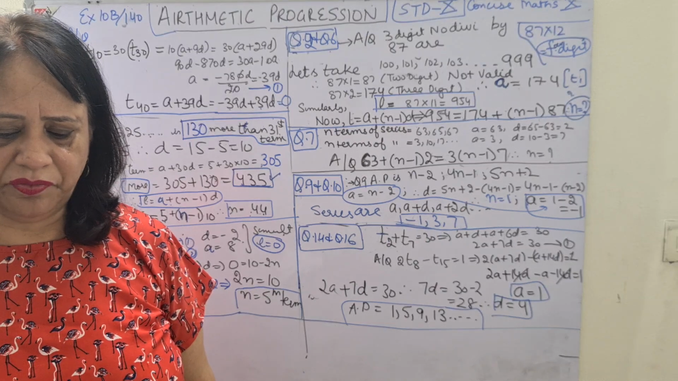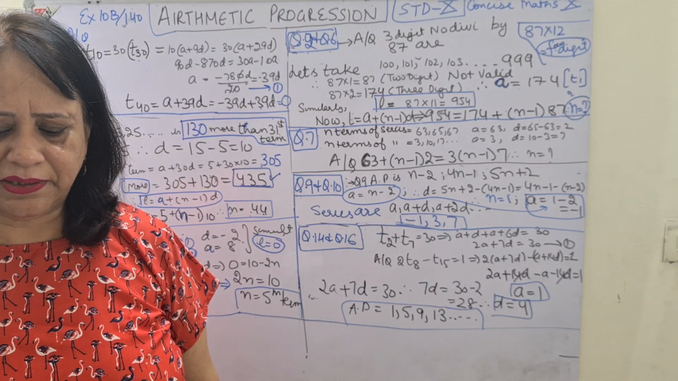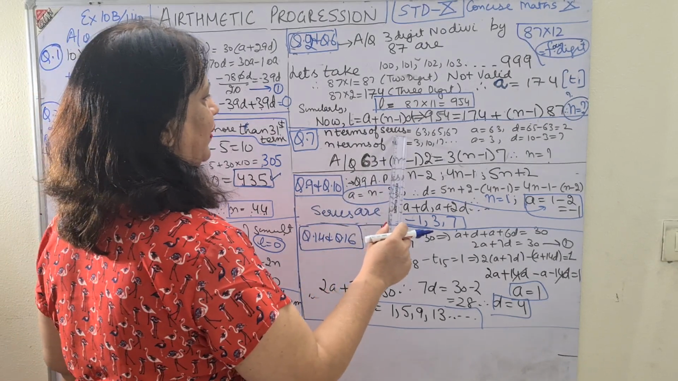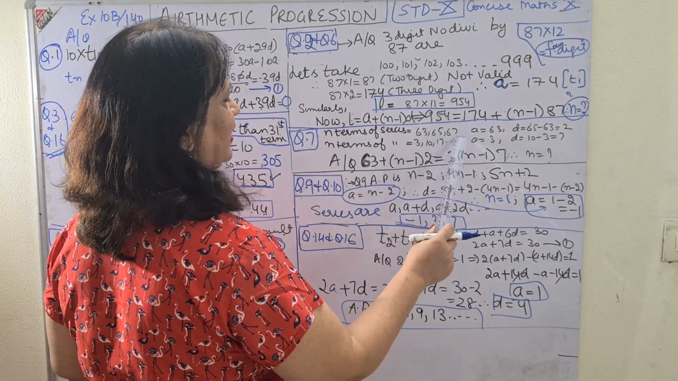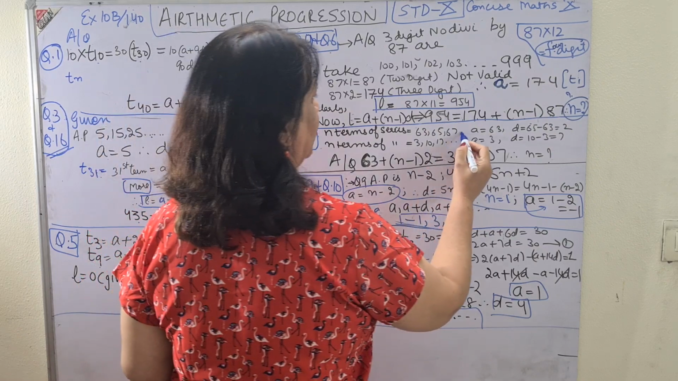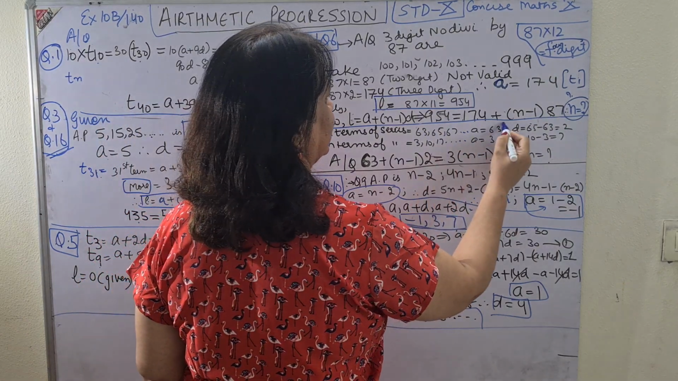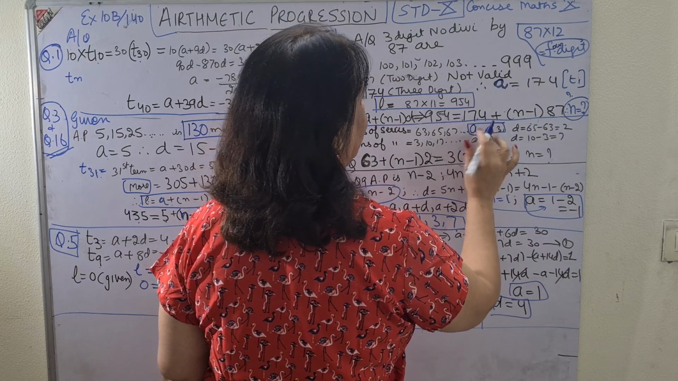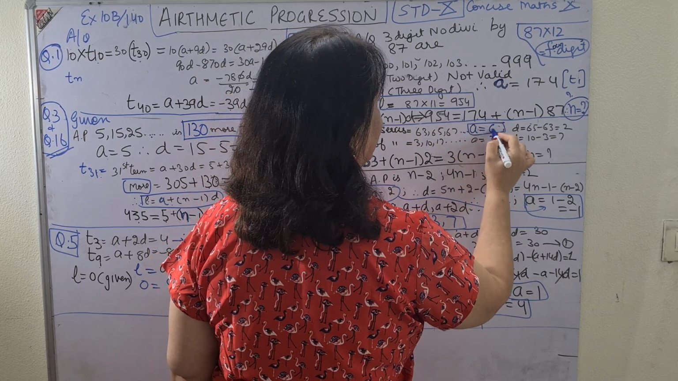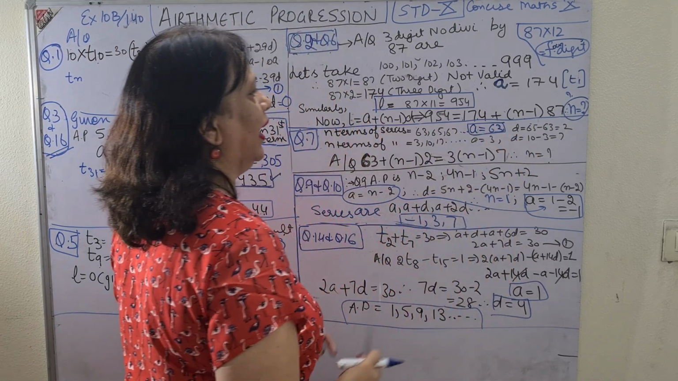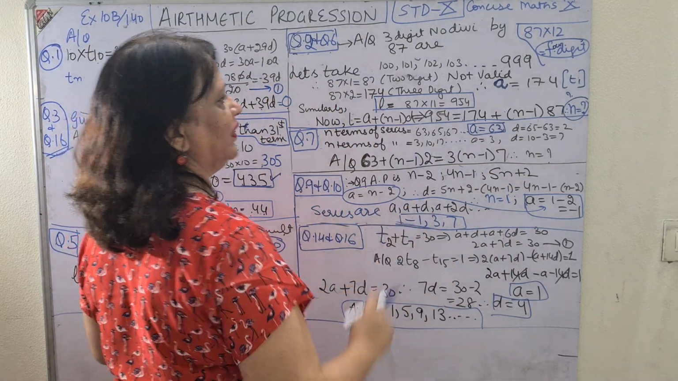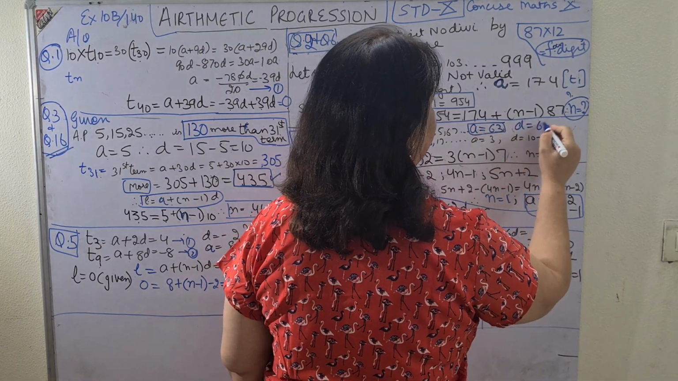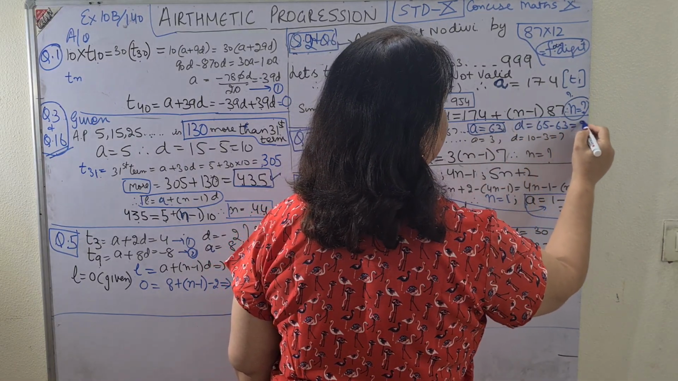They have written, for what value of N, the nth term of the AP. So the AP given is 63, 65, 67 and so on. From here I can find A is 63, that means my T1 or A is 63. I am doing it with a blue pen so that it is clearer to you. And D means T2 minus T1, that is 65 minus 63. So D is 65 minus 63, which is equal to 2.